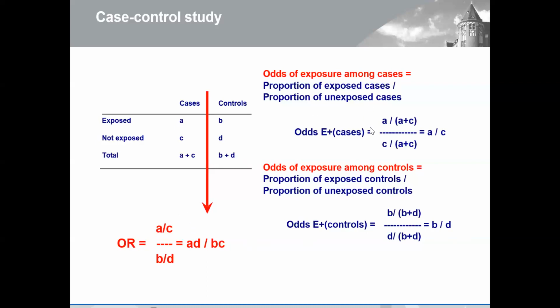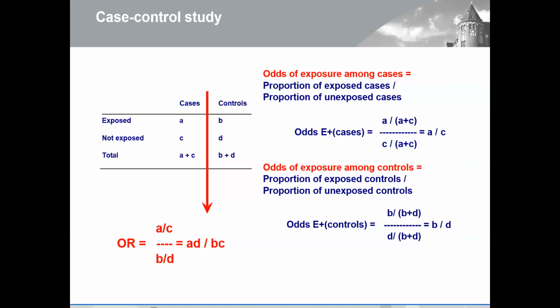Then for our odds ratio, remember, these are odds. Now we get the odds of exposure among cases divided by the odds of exposure among controls. It is now a ratio. So we divide A over C by B over D, and you get AD over BC. So that's the formula of our odds ratio.